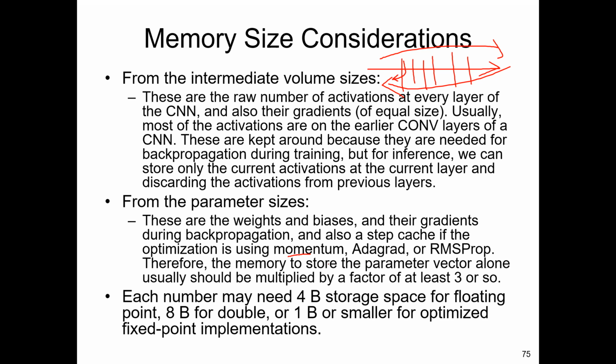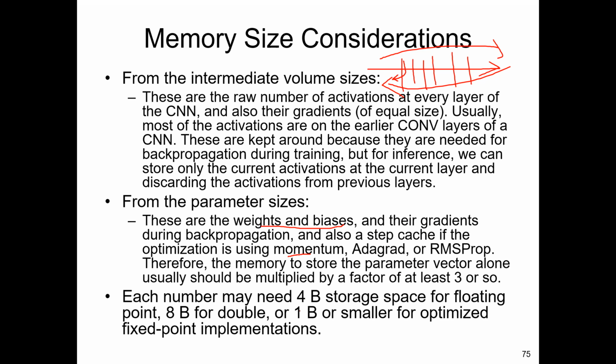The memory to store the parameter vector alone should be multiplied by a factor of at least three. That is the weights and biases themselves plus the gradients plus the step cache.